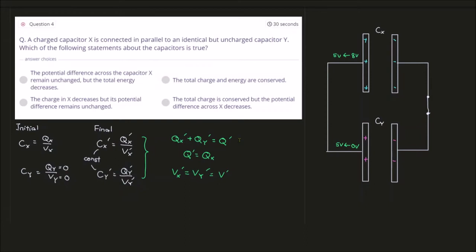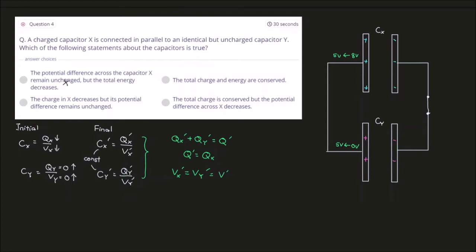Okay, with all this information here, I believe we can start to eliminate some of the choices. The potential difference across capacitor X remains unchanged. Is that true? I don't think so, because as we explained just now, the potential difference across capacitor X actually decreased, and the potential difference across Y actually increased. Let me just jot it down first. This one will be decreasing, this one will be increasing. So we know that the potential difference across capacitor X will not remain unchanged. It will actually decrease. So A will be false.